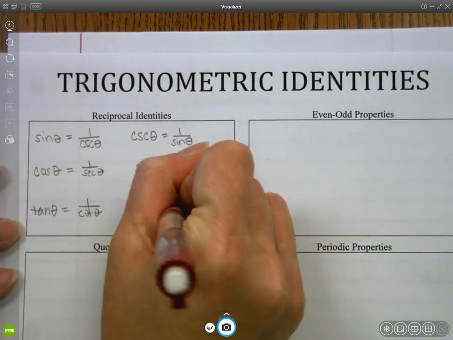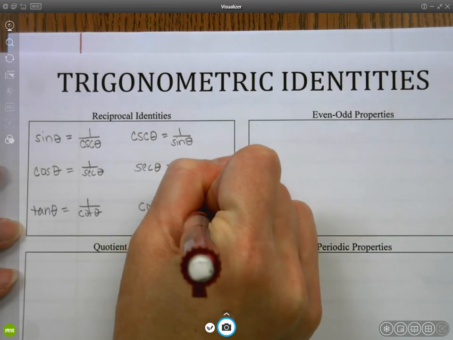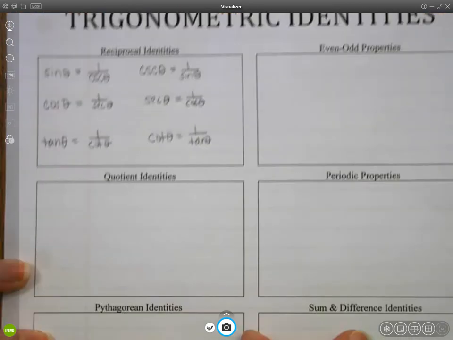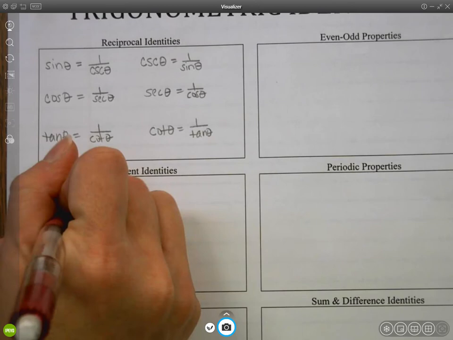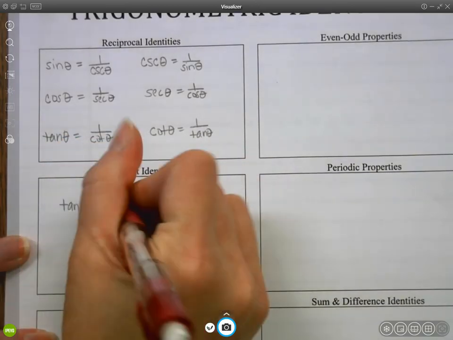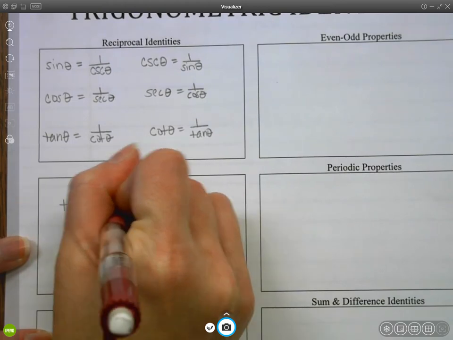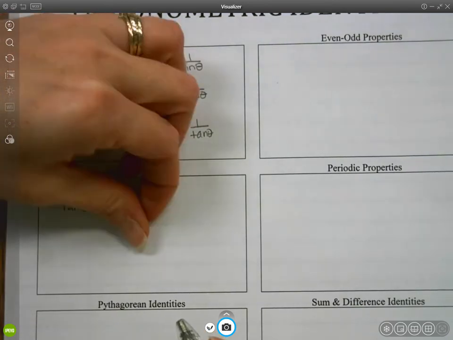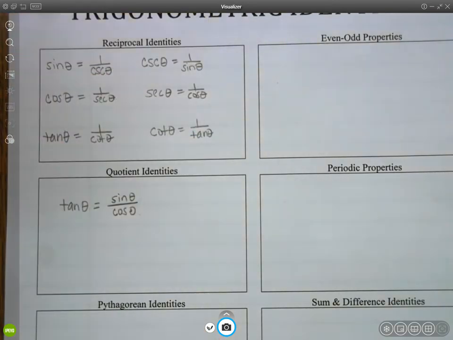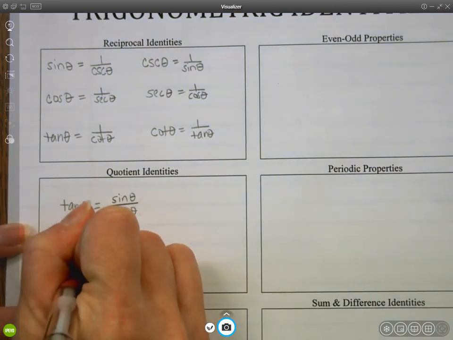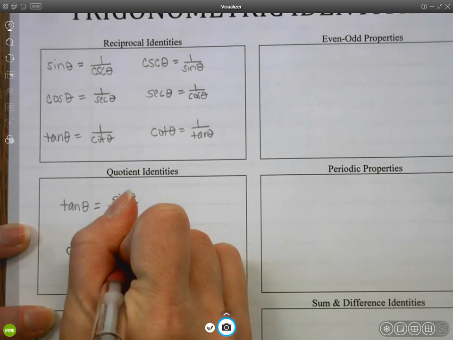All right, so again, we're just putting all of the things that we know so far neatly in one place. The other ones that are easy that we all should remember are the quotient identities. So we know that tangent is y over x in the unit circle, where y is sine and cosine is x, so tangent is sine over cosine. Sorry, my pencil broke. All right, and then cotangent is cosine over sine.